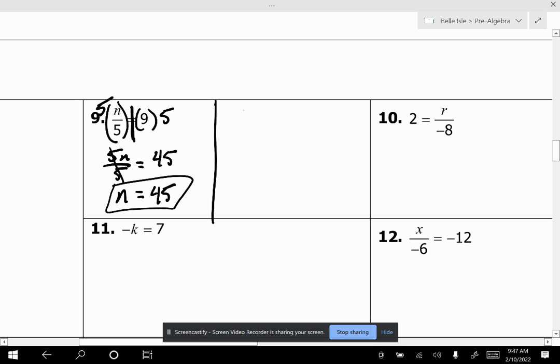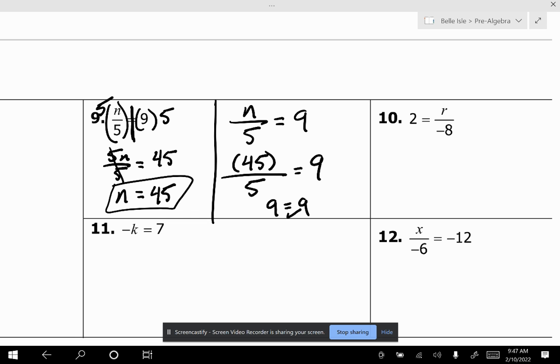Then when we check ourselves, we've got n over 5 equals 9. And I have parentheses over 5 equals 9. In parentheses is a 45. 45 divided by 5 is 9. Okay.